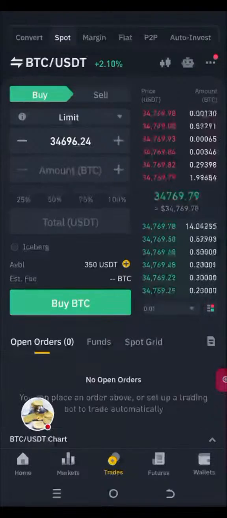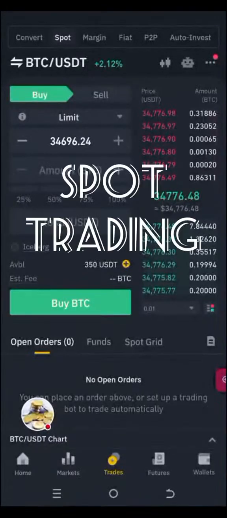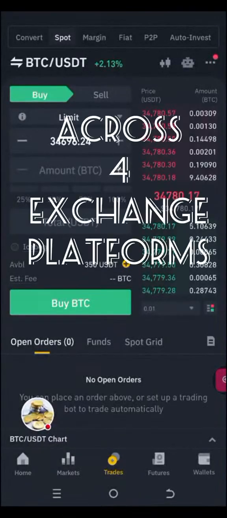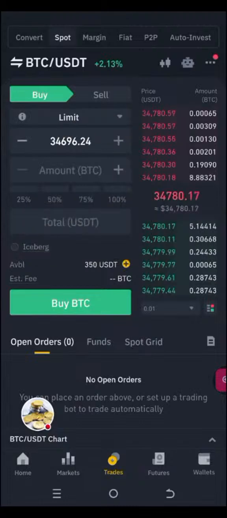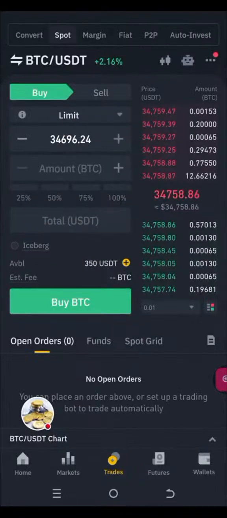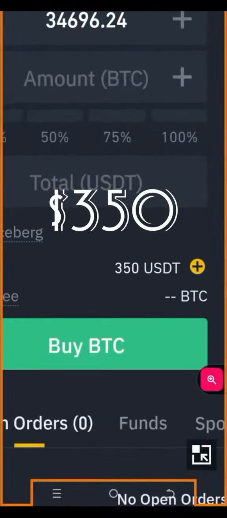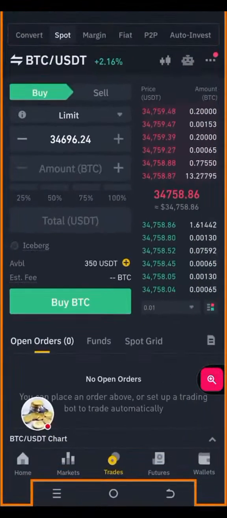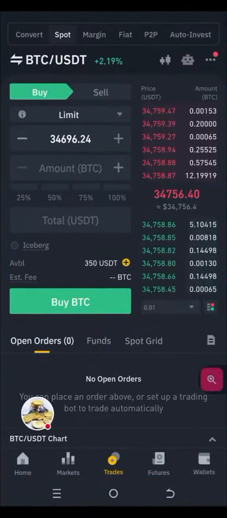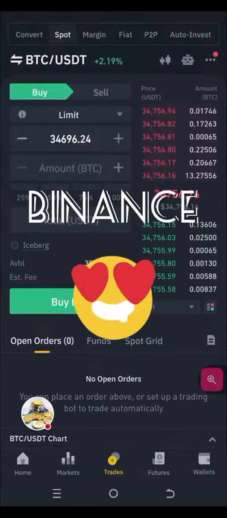All right, so what are we doing today? We're going to be doing some good spot trading activities across 4 different platforms. Yes, you heard me right. All right, so without much ado, let's go into what we have for us today. So as you can see here, we have $350 that we'll be working with on Binance. Let's start with our all-time favorite, which is Binance.